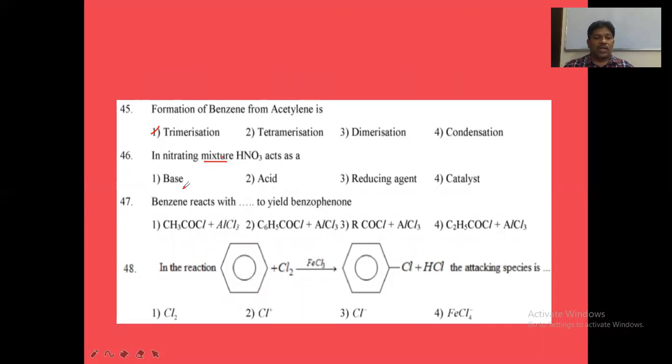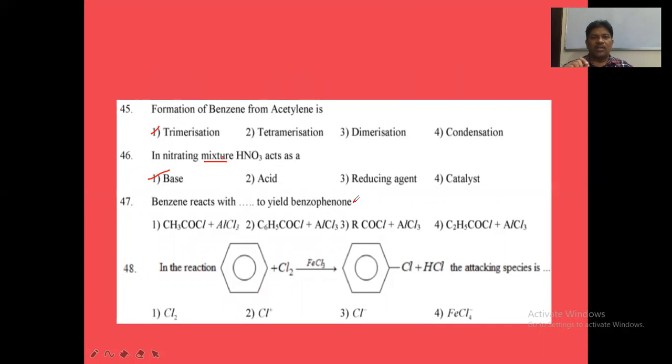Next, so your answer is base. HNO3 acts as a base in the nitration reaction. Then benzene reacts with dash to yield benzophenone. Benzophenone you first have to remember. How to write benzophenone? C6H5 bond CO bond C6H5.